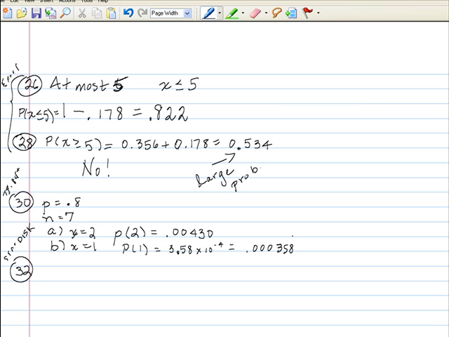All right. In C, this time we want to find the probability that fewer than 3 of the selected adults watch primetime TV. So we want 0, 1, and 2. Fewer than 3 would be 0, 1, or 2.